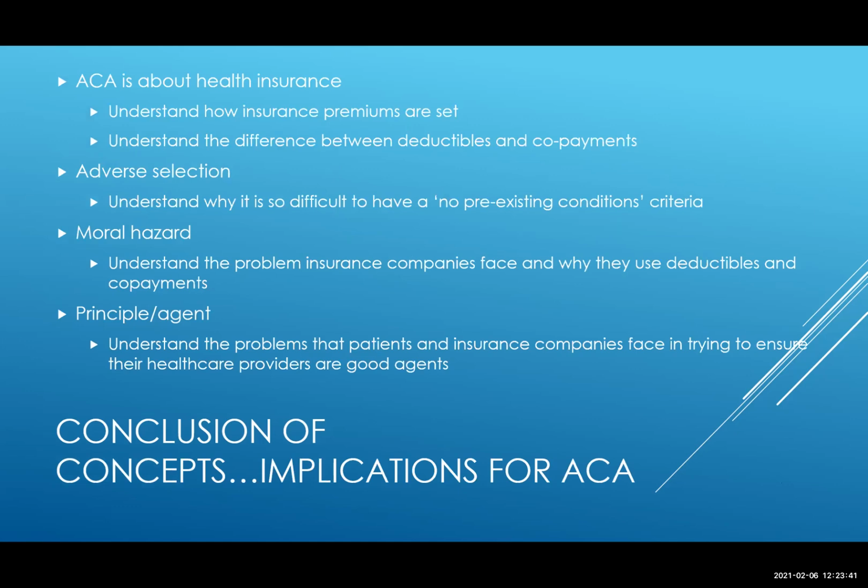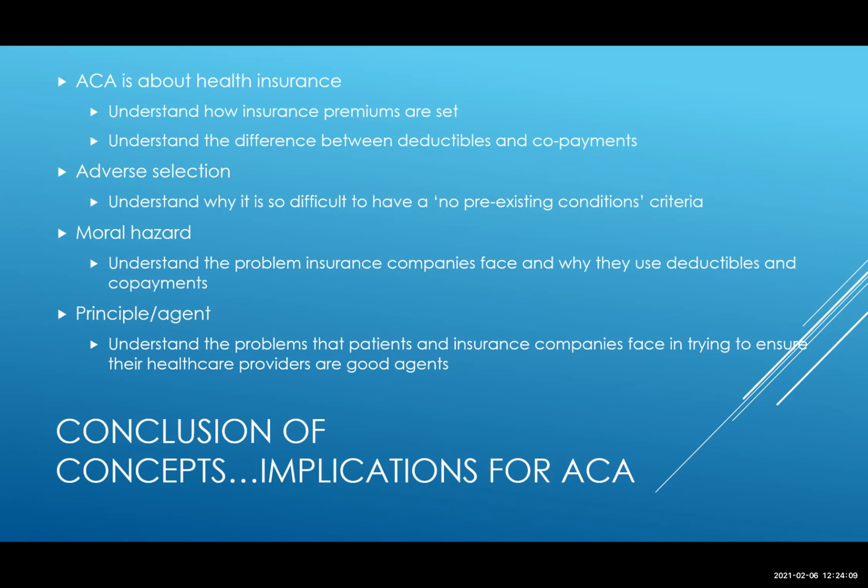So, to bring it back around, the ACA is really about health insurance. You need to understand how health insurance premiums are set. You need to understand the difference between deductibles and co-payments. With adverse selection, you need to understand why it is so difficult to have no pre-existing condition criteria.